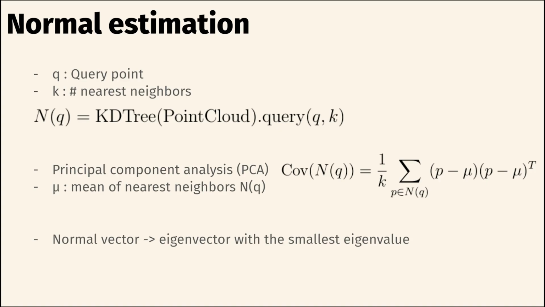Briefly, the way it works is that the point cloud is saved and used to create a KD tree, which is queried to get the k nearest neighbors, and the query point is the tip of the pen. We can then apply principal component analysis, which creates a covariance matrix. That matrix has the interesting property that the eigenvector corresponding to the smallest eigenvalue is the normal.